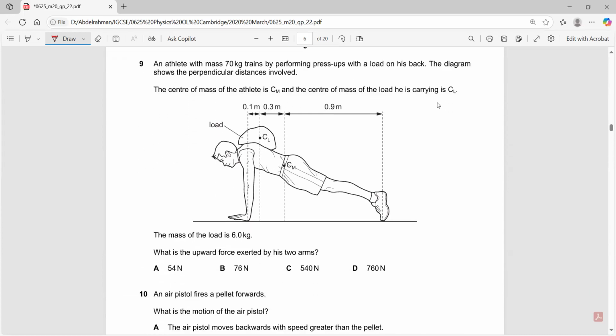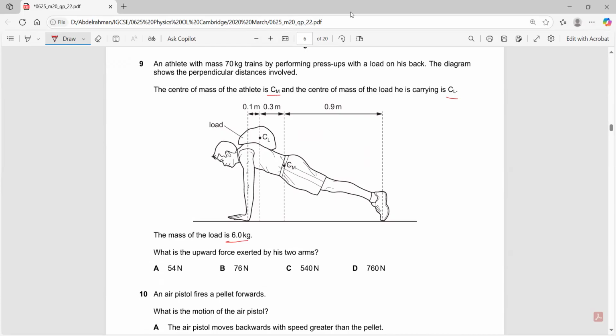An athlete with a mass of 70 kilograms trains by performing push-ups. The center of mass of the athlete is CM, and he's carrying a load of CL. The mass of the load is 6 kilograms. What is the upward force exerted by his two arms?